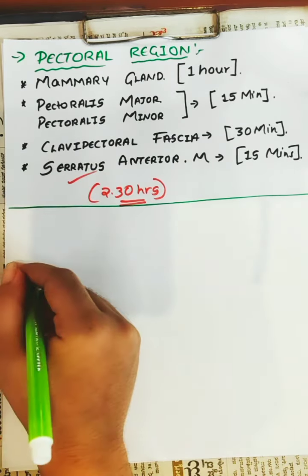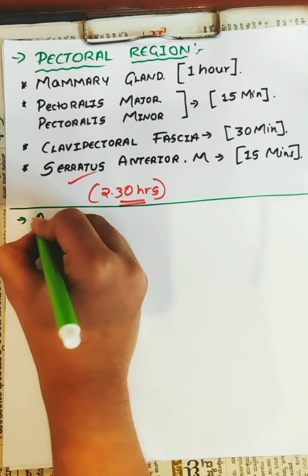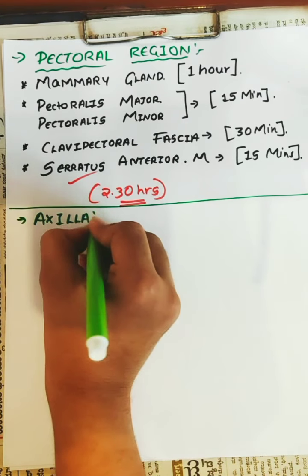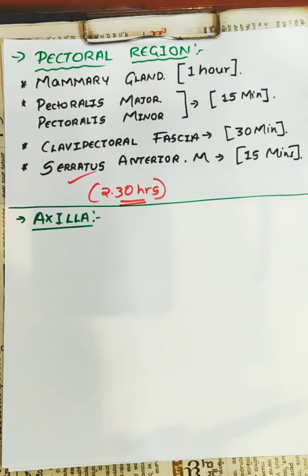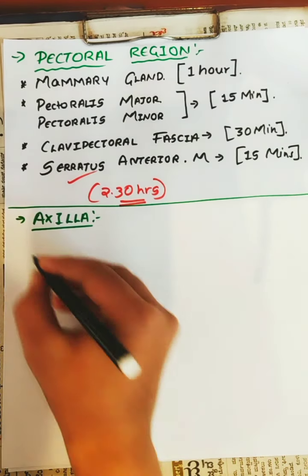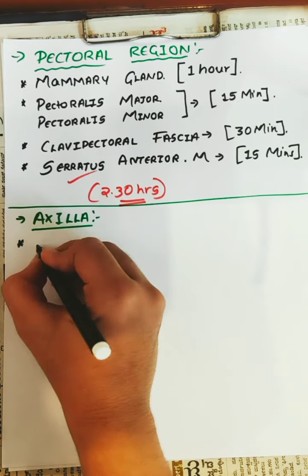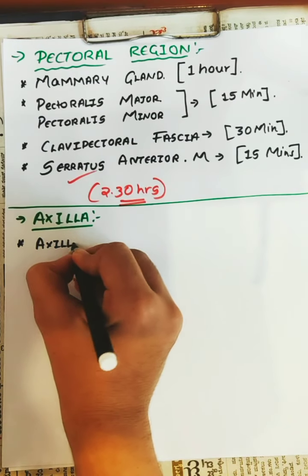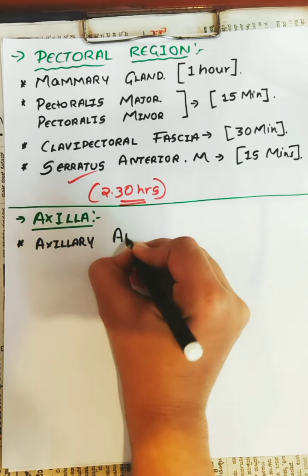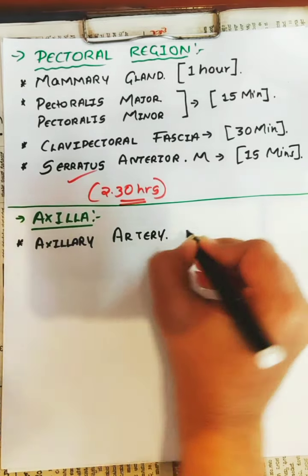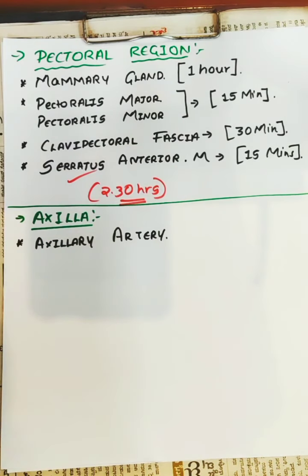Study these 4 important questions. Axilla is the second topic. So if you consider the topic axilla, the first very important question is the axillary artery. You know this axillary artery. Axillary artery is a very important topic.